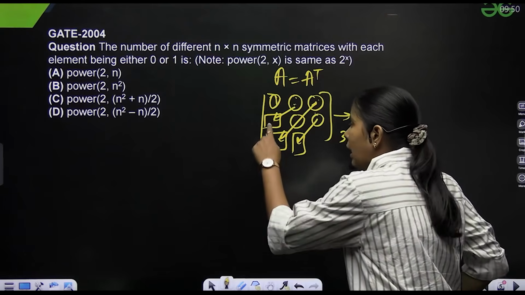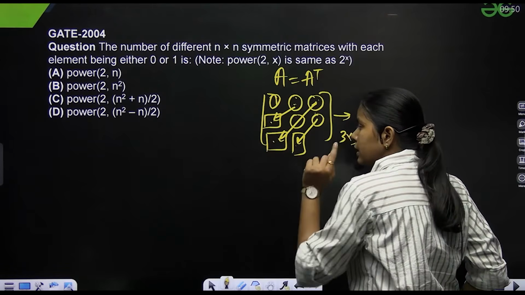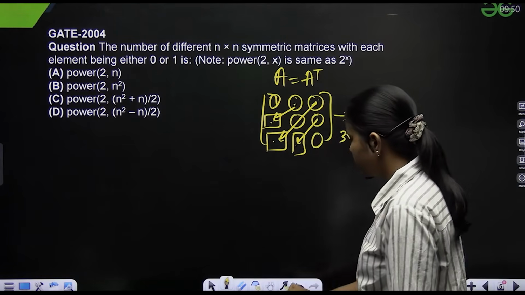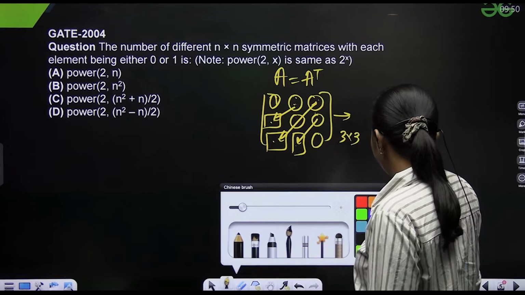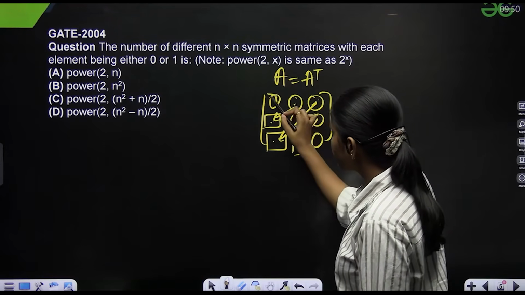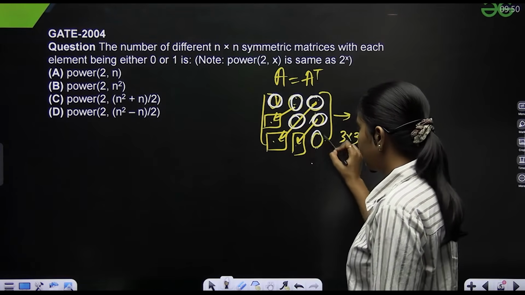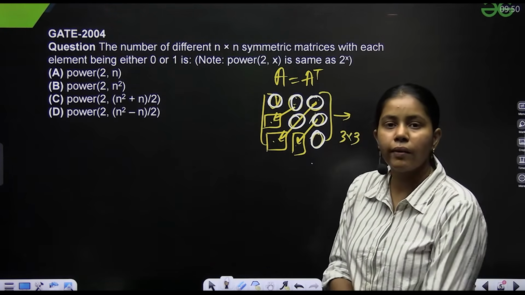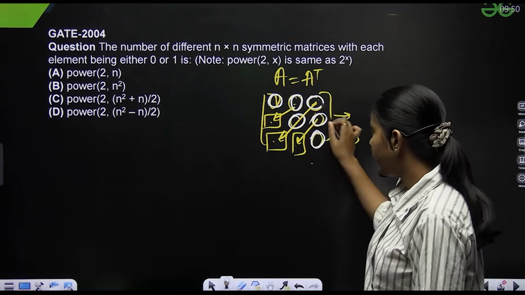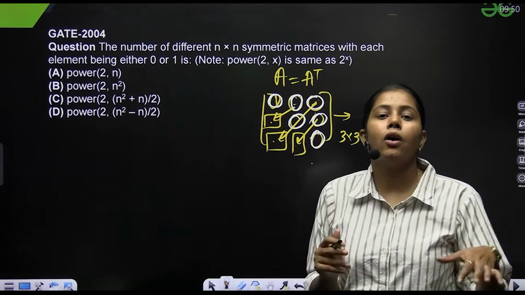I do not have any permission to change this, this and this, and then I'll write down the last value. So that means the values which I have permission to change are these white ones. How many values do I have? 6 values: 1, 2, 3, 4, 5, 6. And how many choices do I have?